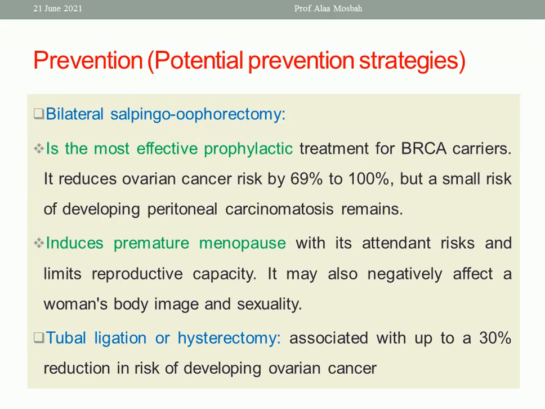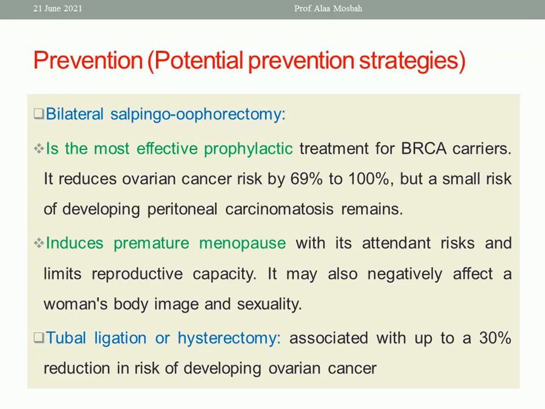Induces premature menopause with its attendant risk and limits reproductive capacity, and also negatively affects women's body image and sexuality. Of course, removal of the ovaries at a young age has its risks, and it is also dangerous to the other systems of the body.